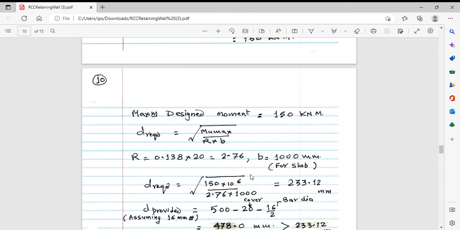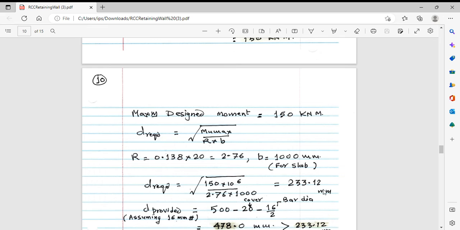And we have to see that this depth required should always be less than the depth or thickness that we have provided for the base slab and the vertical wall, which we have taken as 500 mm. Just see now. Using D required is equal to Mu max upon R into B. R is equal to 0.138 into fck, because the characteristic strength of concrete that we have taken is 20, and B will always be taken as 1000 mm, being a slab.